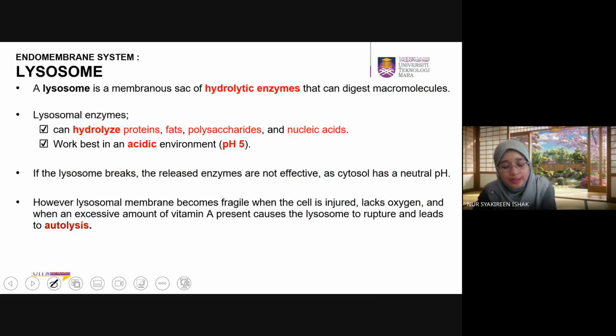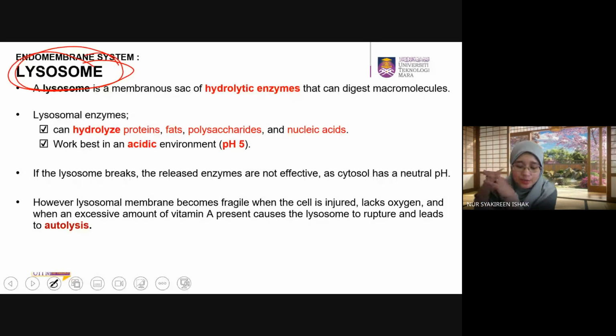So those are the basic components of the endomembrane system. From the vesicles produced at the trans phase of the Golgi apparatus, the vesicle can become lysosome, it can become transport vesicles. In this case, the vesicle that buds off from the trans phase of the Golgi apparatus may become lysosome.